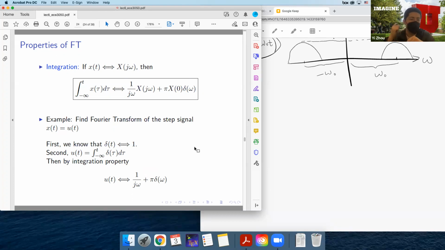Okay, so we have the differentiation property, and now we will have this integration property, which says that if we integrate the signal up to time t, then for such a signal, the corresponding Fourier transform is given in this way. It's a little bit complicated, but if you look at each component, it's very simple. Taking the original spectrum divided by j omega, it's a very simple numerical operation. And then plus pi times capital X(0) times an impulse.